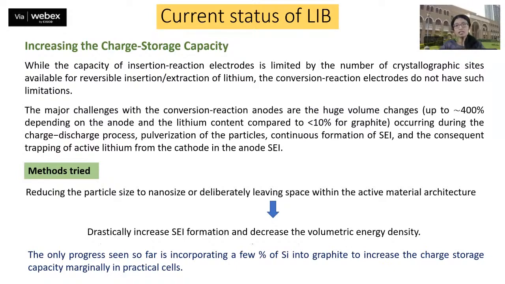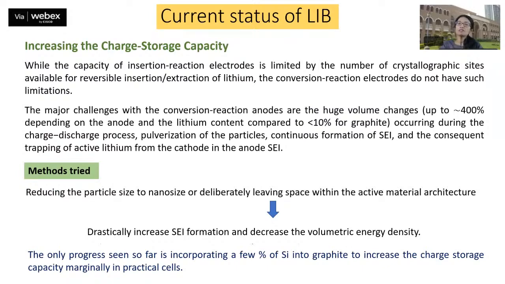But the question might be, why are we currently not using them? Because there are again certain disadvantages associated with the use of conversion anodes. One of the primary disadvantages is the huge volume change. You get a volume change of around 400% compared to the original size of the electrode, and it is very difficult to have materials which can accommodate that much volume expansion. So the electrode material is going to peel off from the current collector, and your battery is going to degrade very fast. It's not going to show good cyclability.